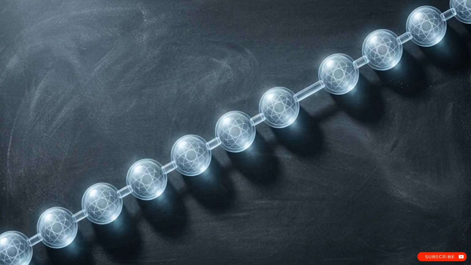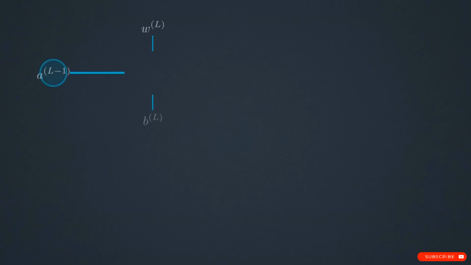We'll begin with a network where every layer contains exactly one neuron. This removes the noise of complex indexing. Look at the very last connection. We have a final weight, a final bias, and the activation from the previous layer.